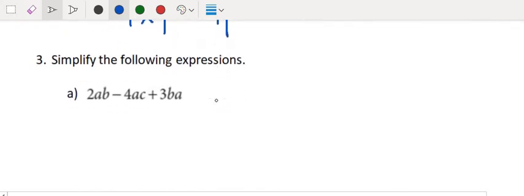Next question. We are asked to simplify this expression. We can see that we have 3 terms and we have to identify the like terms, because only like terms can be added or subtracted. Here we can see 2ab and 3ba. ba is nothing but ab only, so we can add both. So 2 plus 3 gives us 5ab. And ac is a different term, they are not like terms, so we just write minus 4ac.